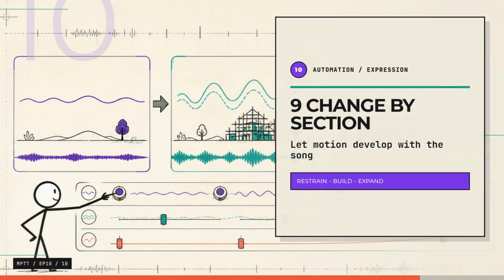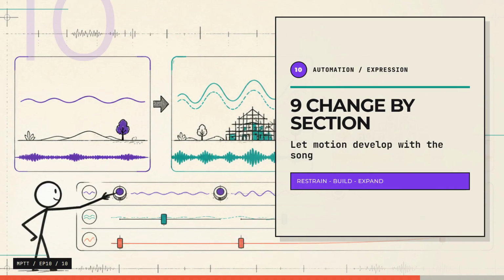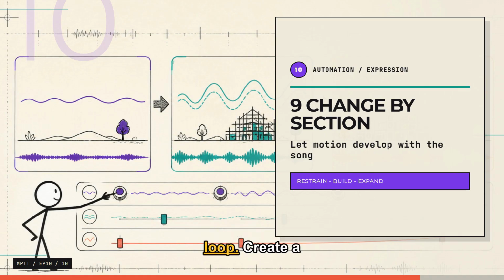Tip 9. Automate your own automation. A song changes by section, so the amount of movement should change too. If the verse, pre-chorus, and chorus all use the same filter sweep, the same LFO depth, and the same pan range, the automation becomes another loop.